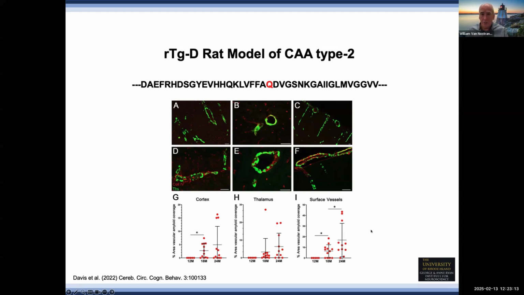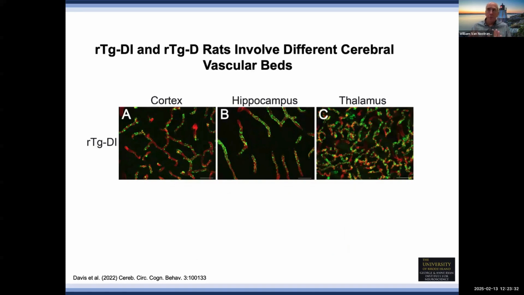Now, in contrast to the RTGDI rats, which have a very early onset, showing CAA at 3 months of age and getting very severe at 12 months, this is a much slower developing model. The CAA does not appear till after 12 months, but does progress out to 24 months. So just again to emphasize that we have these two different models, and there are two different types of CAA that affect two different vascular beds.